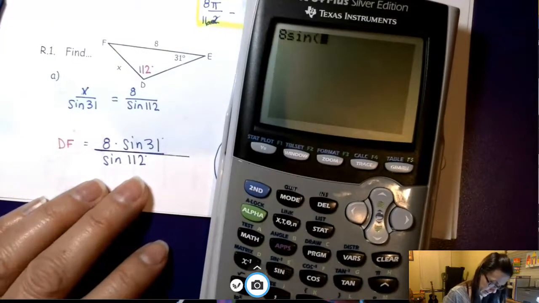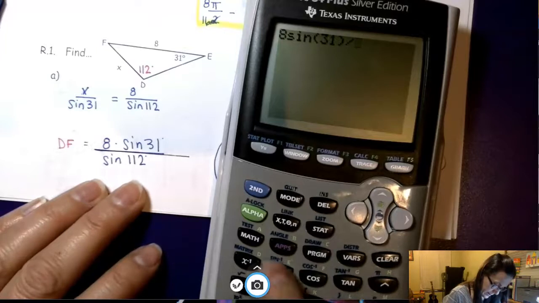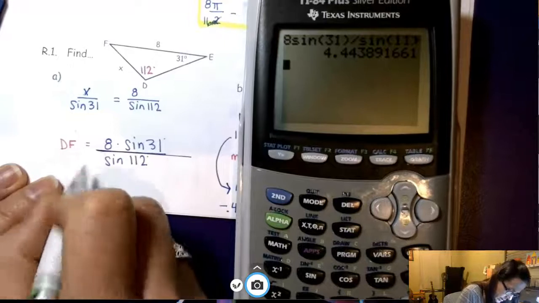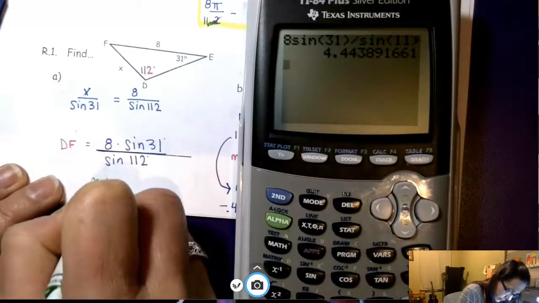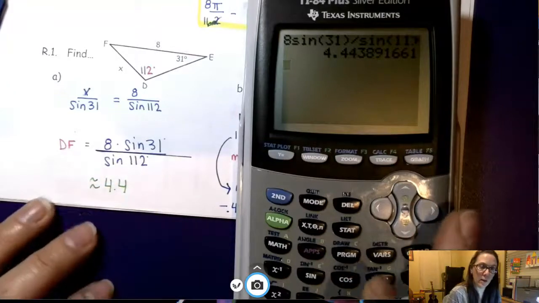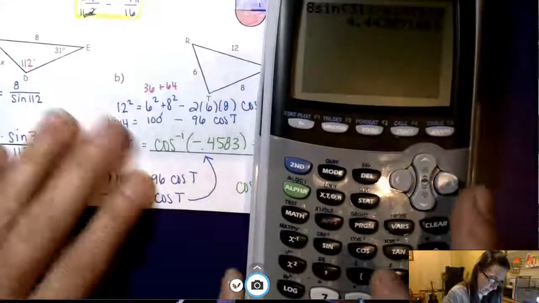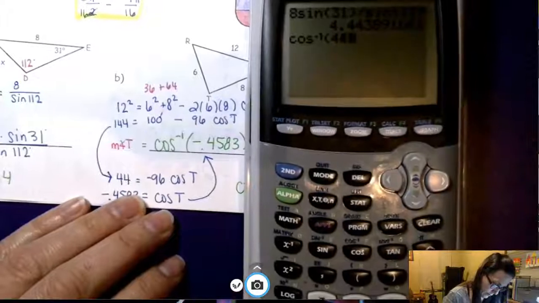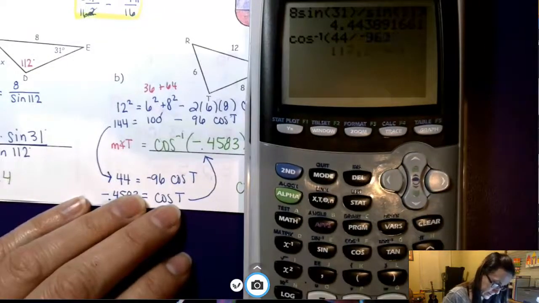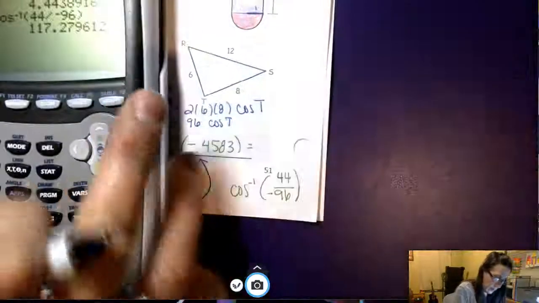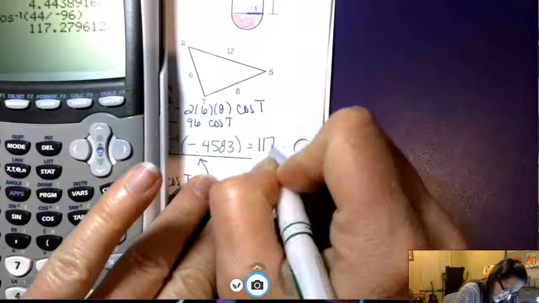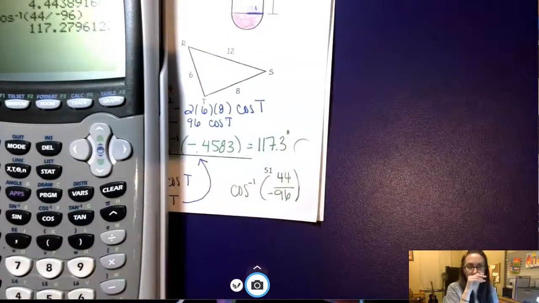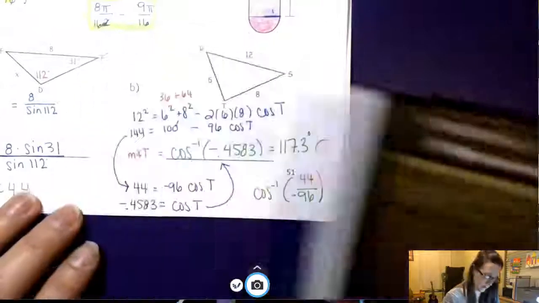8 sine 31 divided by sine of 112 gives me approximately 4.4. Over here, I have inverse cosine of 44 divided by negative 96, and I get approximately 117.3 degrees. I usually keep it in degrees there. Sometimes I want to go 1 decimal, 0.3 degrees. So there you go. Check your calculators, make sure that those are working.